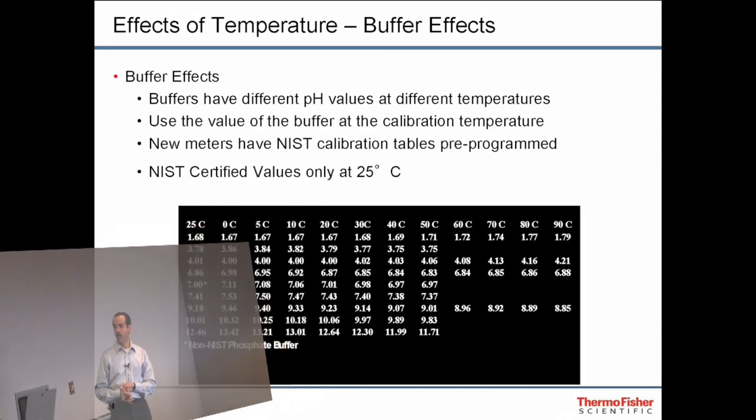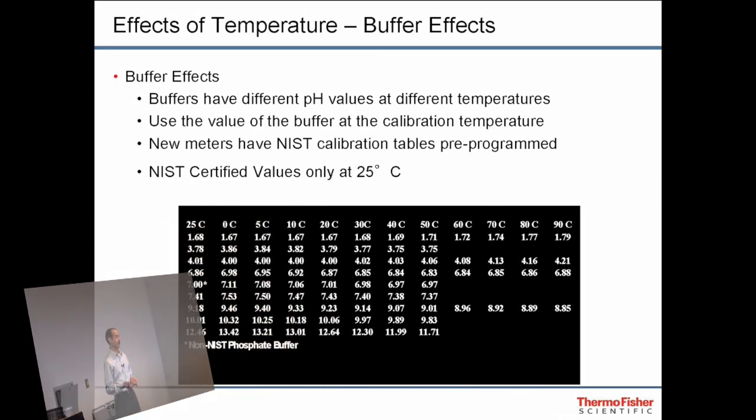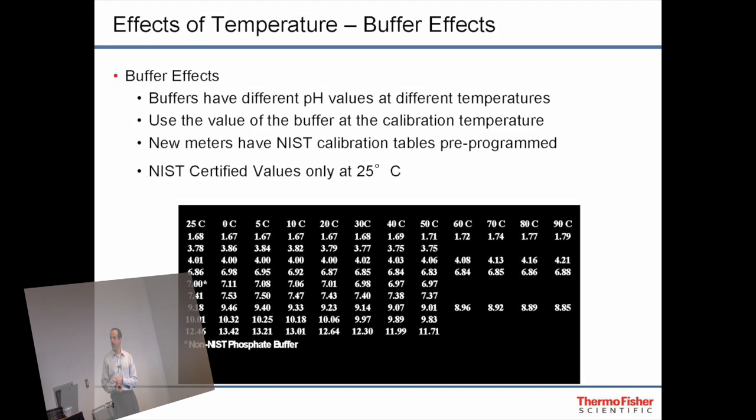The third effect is on the buffers. So your pH buffers have different pH values at different temperatures, especially the 10 buffer. So your 10 buffer is 10.01 at 25 degrees C. Let's say you store your pH buffer in a refrigerator, and you take that out, and your buffer is more like 20 degrees. At 20 degrees, a 10 buffer is actually 10.06. So if you're automatically calibrating, and your meter is reading the temperature, and you're calibrating with a 10, and your buffer's at 20 degrees, it's going to want to calibrate to 10.06.